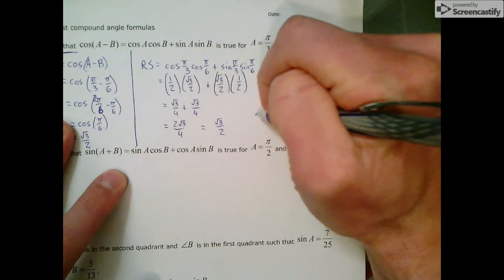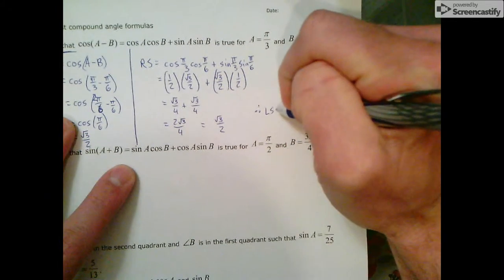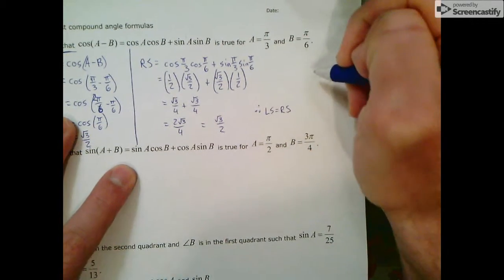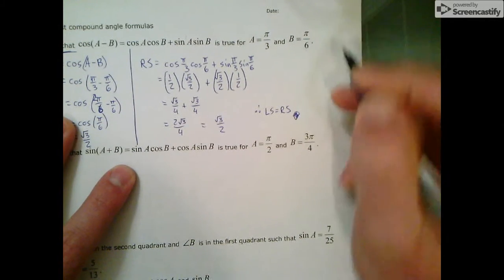And here's our most satisfying moment in mathematical proofing, where we say, therefore, the left side is equal to the right side. We have proved it. Draw a little box here. You can write, therefore the formula is valid.